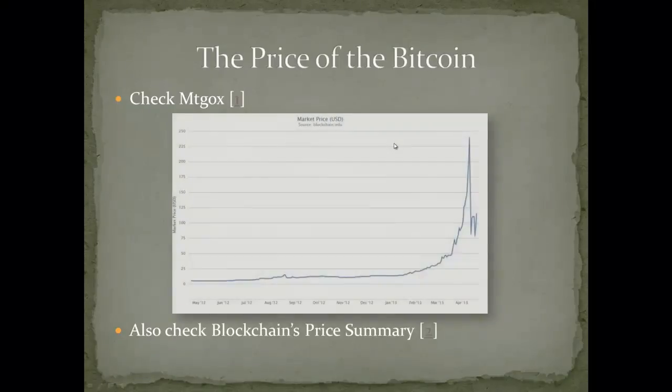And I've included a nice graph of the market price of the Bitcoin for you. So the first thing you do if you want to just see what the current price of the Bitcoin is, go to Mt. Gox, and you can also look at blockchain, and it'll give you a nice little graph showing you what the current market price is for the Bitcoin as traded on Mt. Gox, which is the largest exchange.